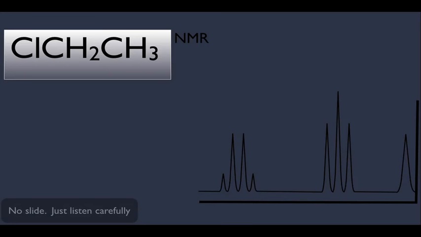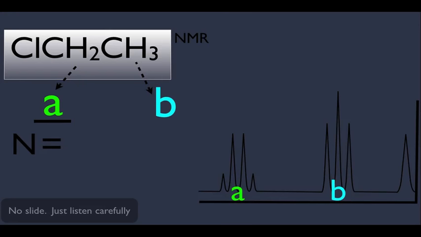If you were to throw this molecule in the NMR, this is the spectrum that you would see in the lower right. Let's call this the A peak, and this right here would be the B peak. Remember what we've learned so far: the reason they're split that way is that the A hydrogen has an N value equal to 3 because he has 3 neighboring B hydrogens. So with N equal to 3, the N plus 1 rule says the A should be split into a quartet, and sure enough he is.